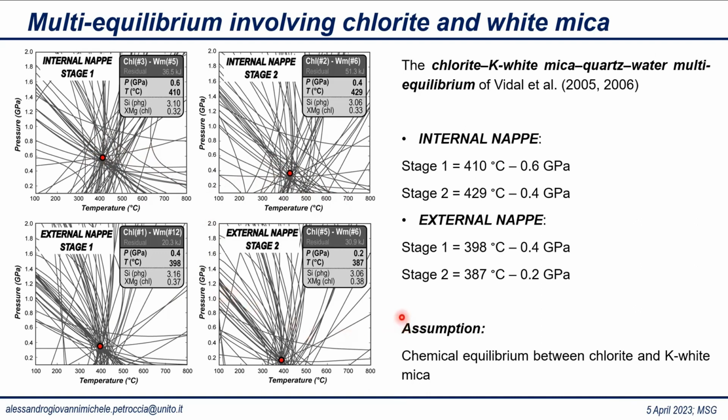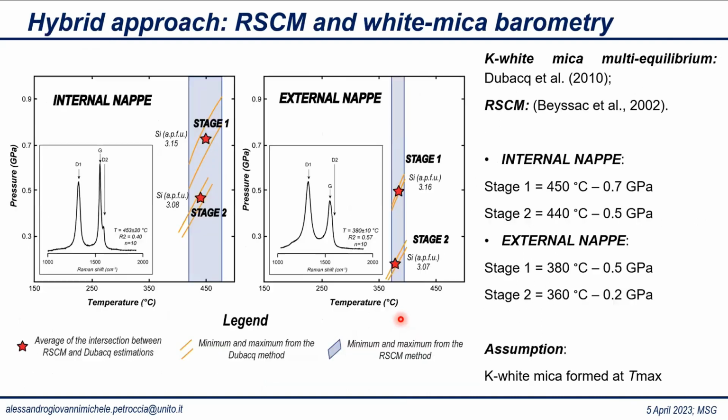But this method requires a huge assumption, that is the chemical equilibrium between chlorite and white mica. So generally we use the proximity or the boundary between each phase, but here it's very difficult to understand if chlorite and white mica are in equilibrium. So in order to compare these results, we use a hybrid approach that involves Raman spectroscopy on carbonaceous material with the white mica multi-equilibrium.